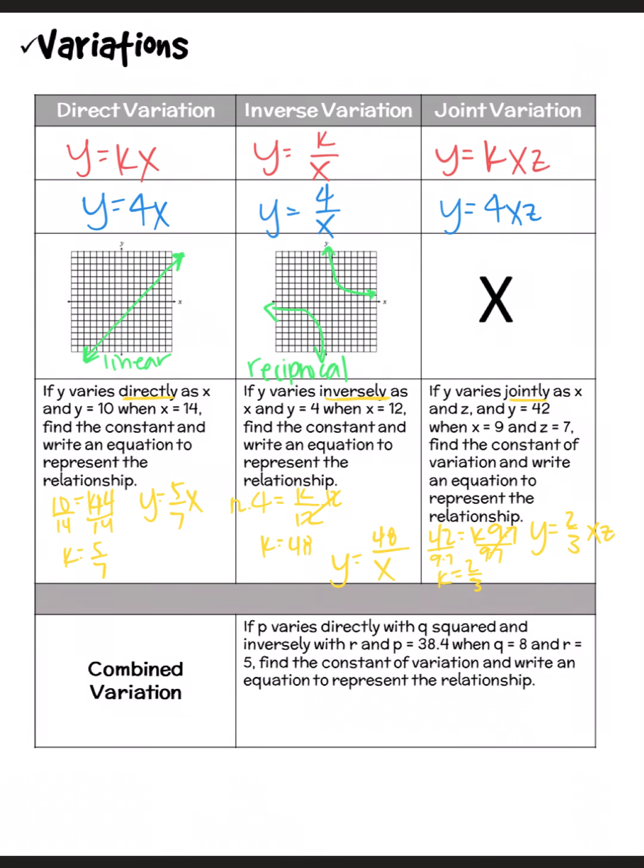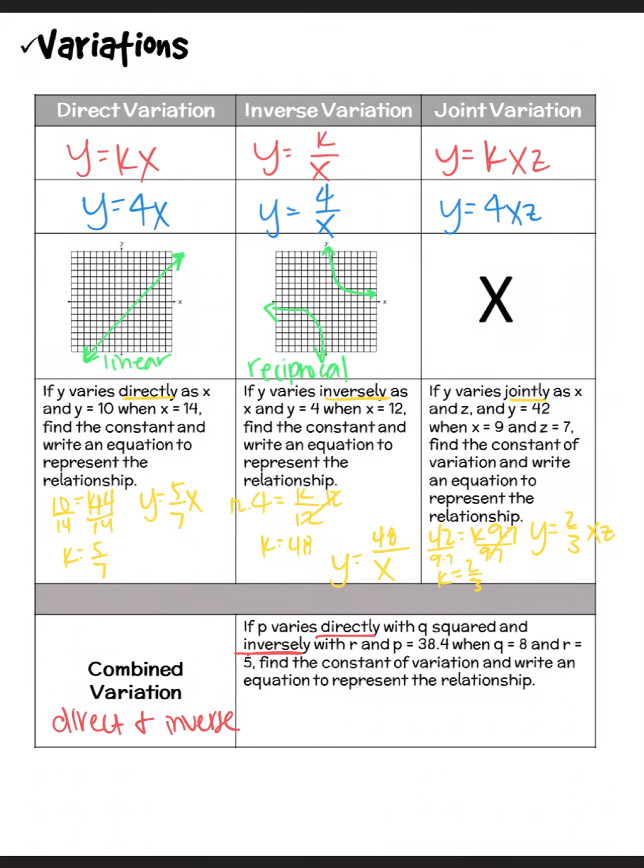All right, finally, this combined variation. We haven't talked about this, but it is on this list to just give you a little insight into it. So a combined variation is a combination between direct and inverse. So you would see something like this. If p varies directly with q squared and inversely with r. So let's set up what that would look like.